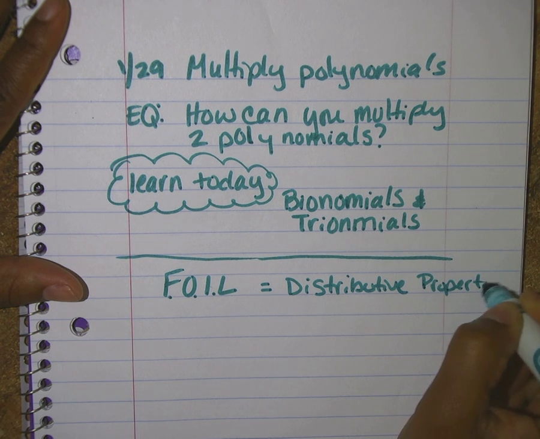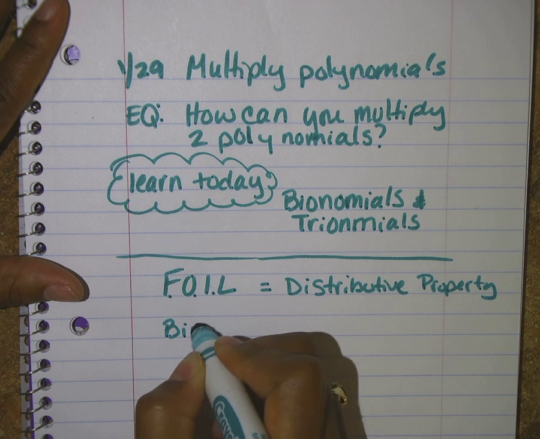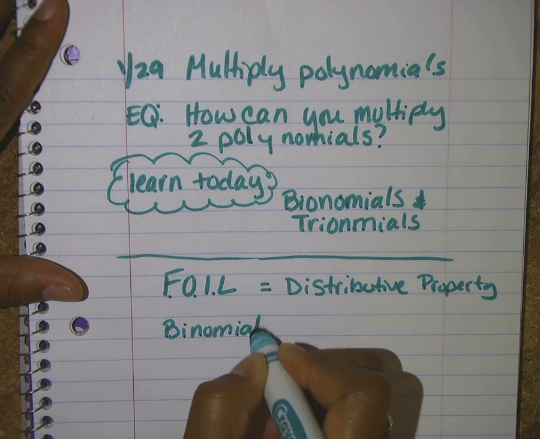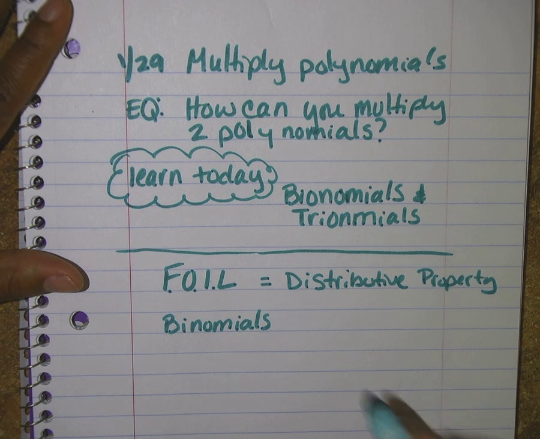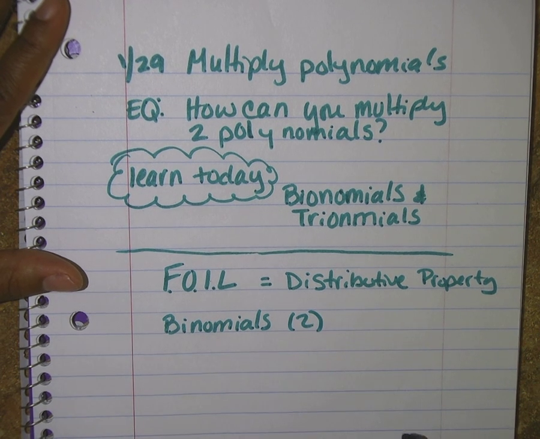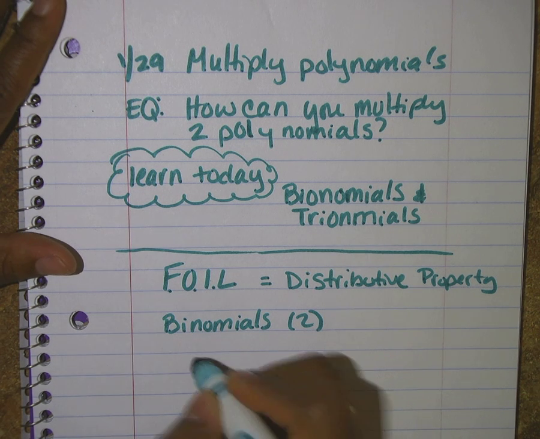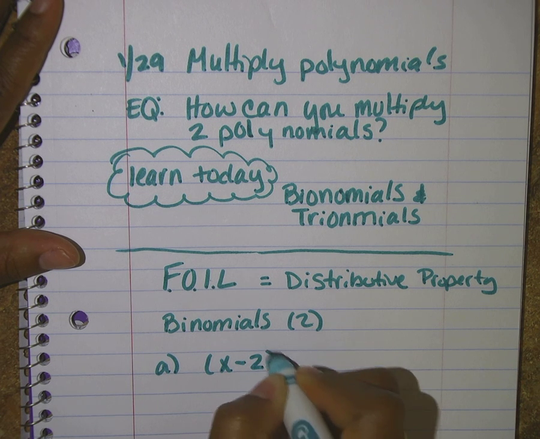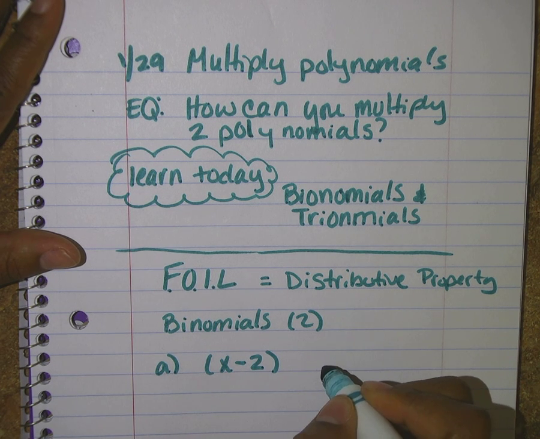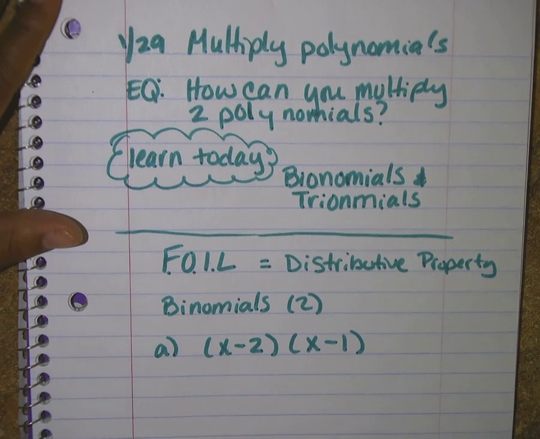So to do that, we're going to need some binomials. Binomials means I have two terms. That's all it means. I've got two terms in my parentheses, and I'm going to multiply them by another one. Okay, x minus 2 times x minus 1. We're just going to use the distributive property.